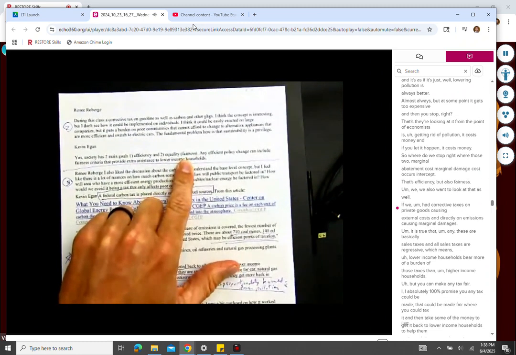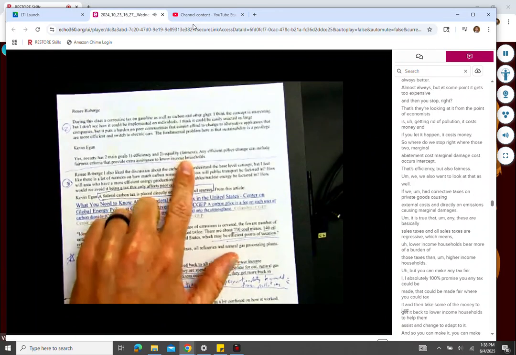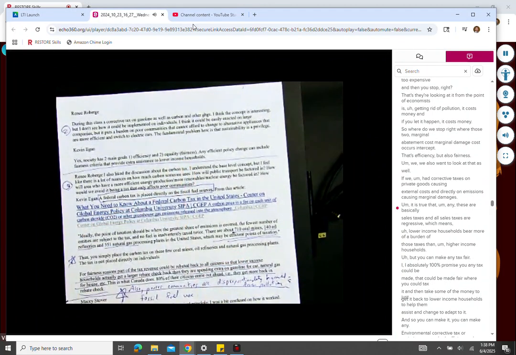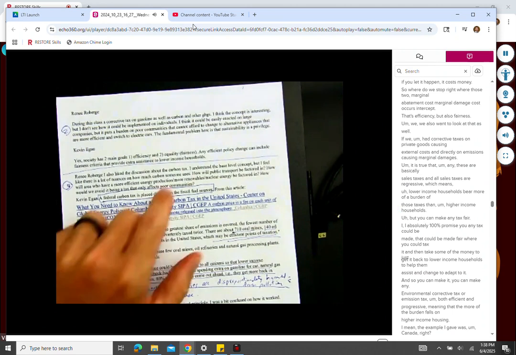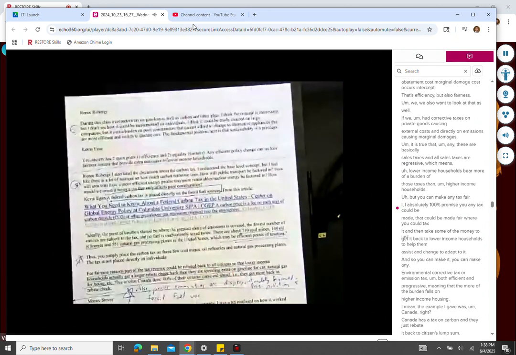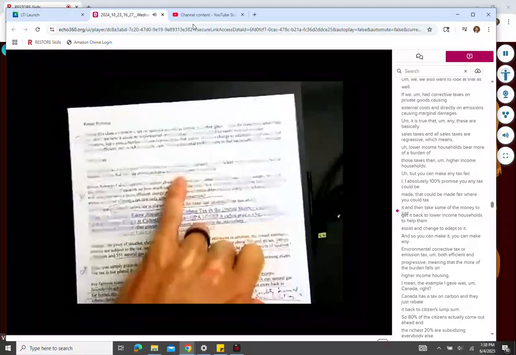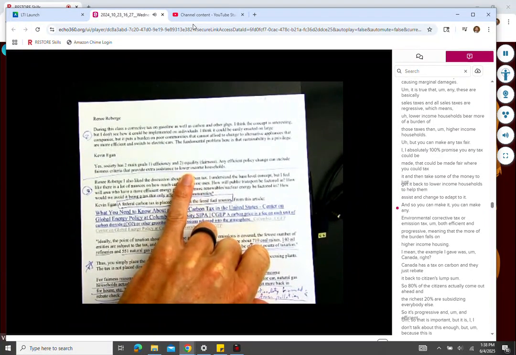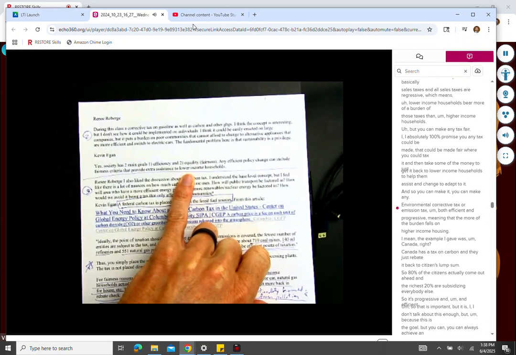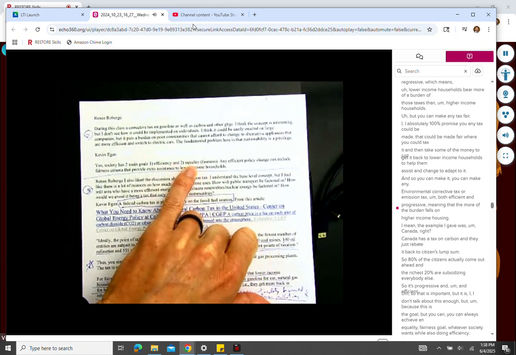If we had corrective taxes on private goods causing external costs and directly on emissions causing marginal damages, it is true that these are basically sales taxes, and all sales taxes are regressive, which means lower income households bear more of a burden of those taxes than higher income households. But you can make any tax fair. I absolutely 100% promise you any tax could be made fair, where you tax it and then take some of the money to get it back to lower income households to help them adapt to it. And so you can make any environmental corrective tax or emission tax both efficient and progressive, meaning more of the burden falls on higher income households.